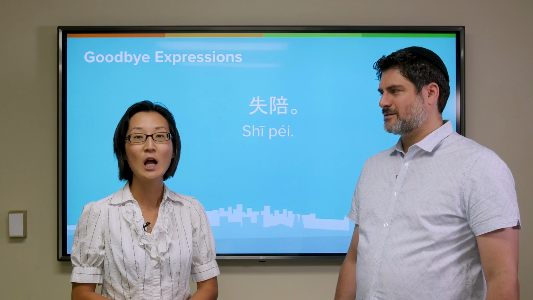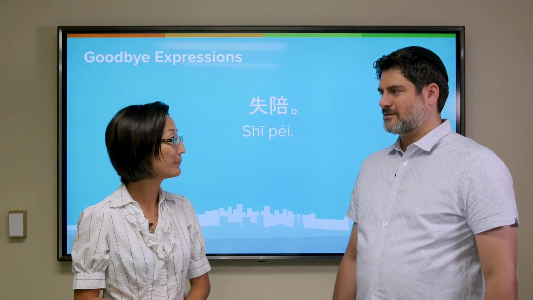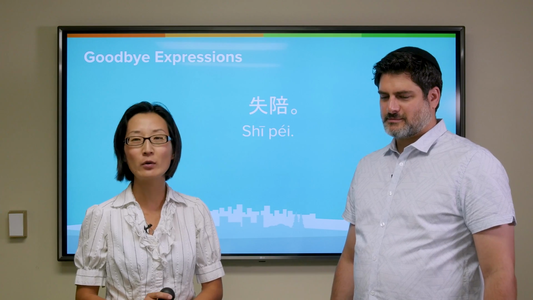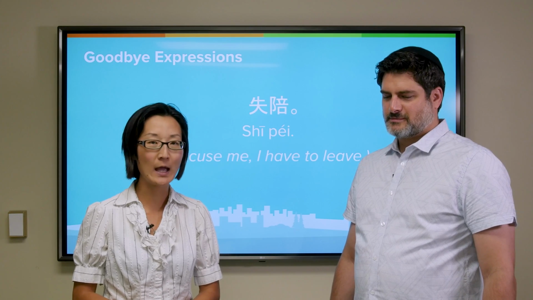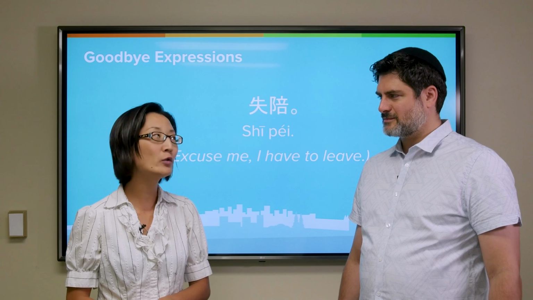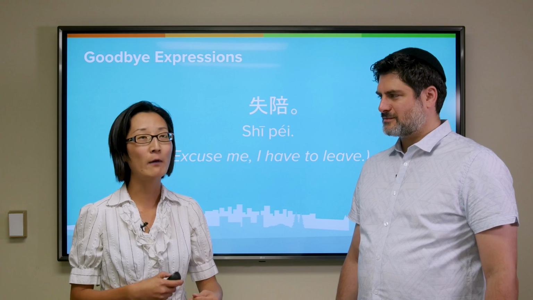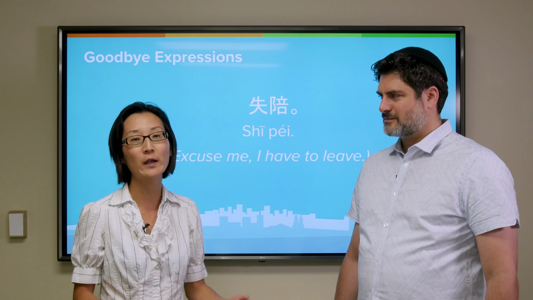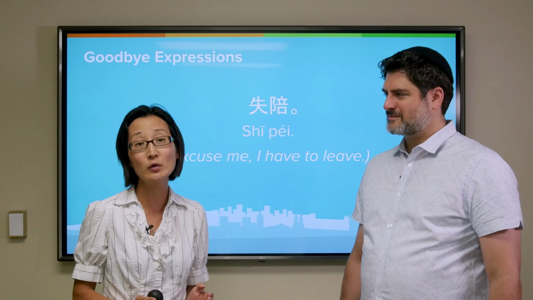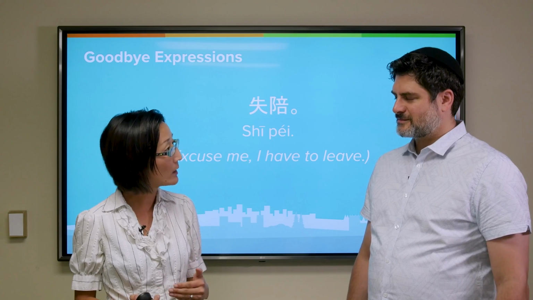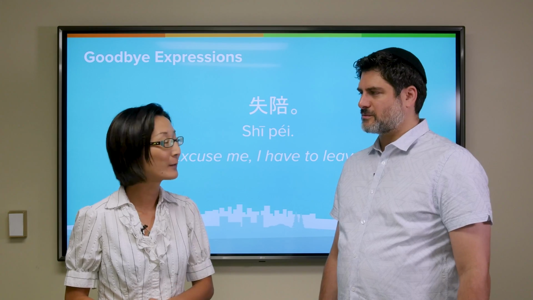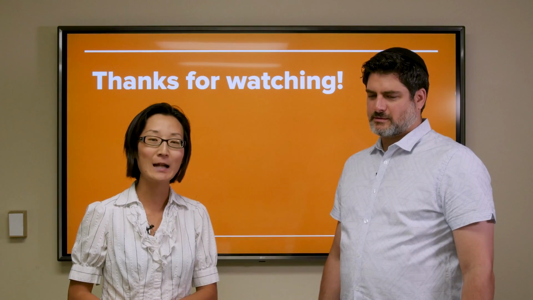And next one, 失陪. 失陪. Yes, this one is a very formal one, to say, excuse me, I must leave, I have to leave. You don't usually use this among very close friends or family. They will think you're trying to pretend to be too formal. But it is very useful in working environments, business meetings and all that. 失陪. 失陪. Very good. And that's for today.